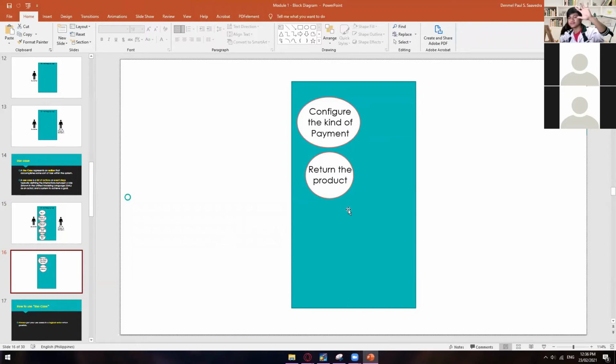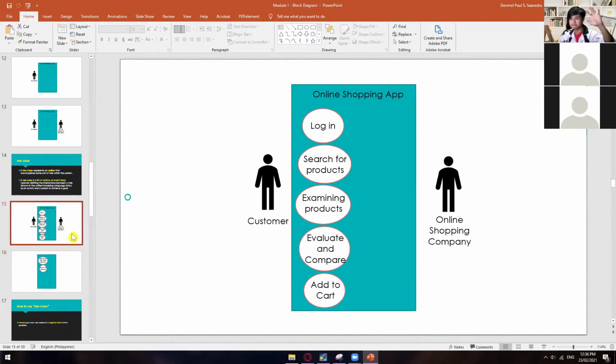Sir, question. Yes. The online shopping company, you can consider that as sellers in the online shopping app? Sellers. Yeah, the relation of the online shopping company with the online shopping app.